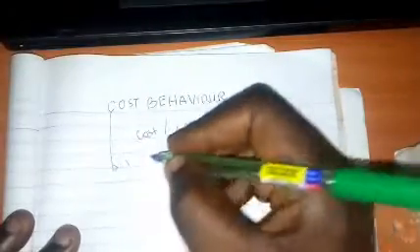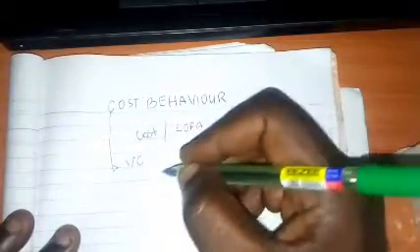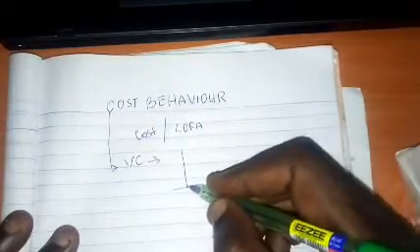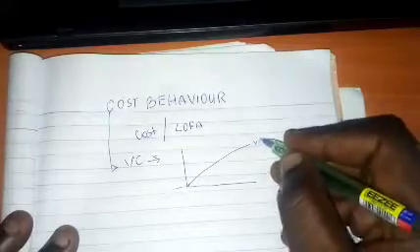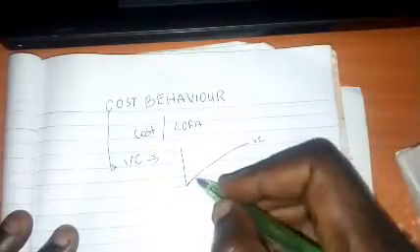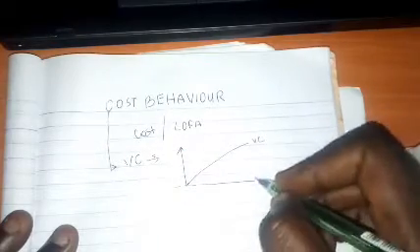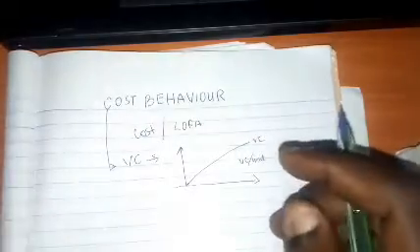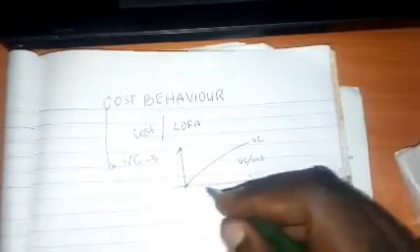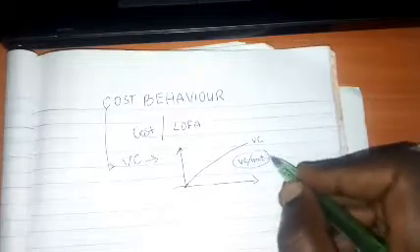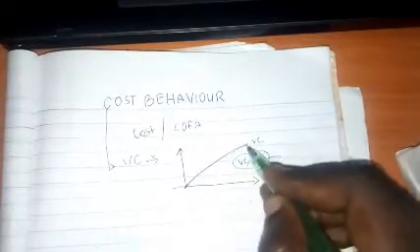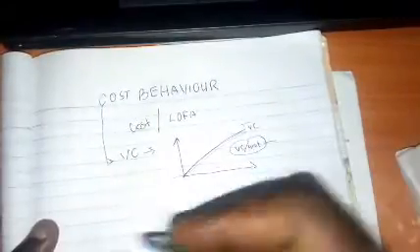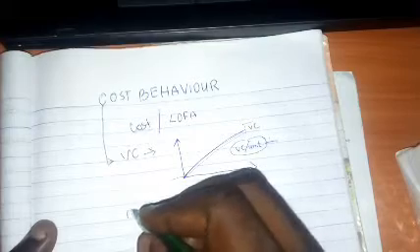Now we have the types of cost behavior. We have the variable cost. What is variable cost? The variable cost will change proportionally with the level of activity. Variable costs per unit will always remain constant as level of activity changes, but variable costs in total will change proportionally with the level of activity.